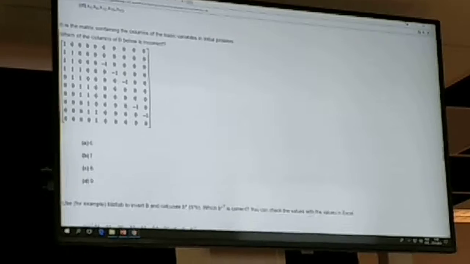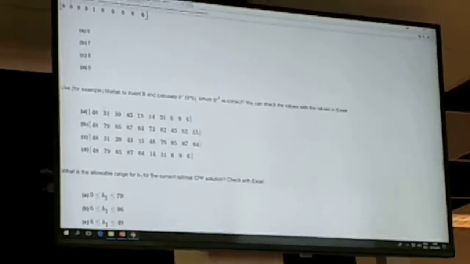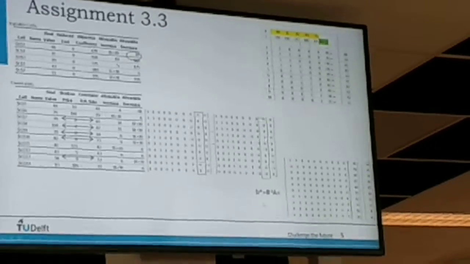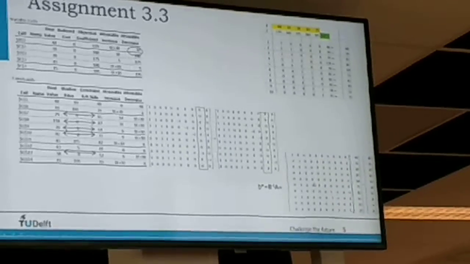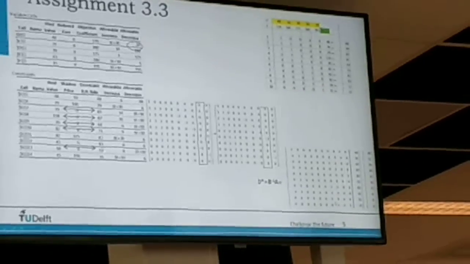So it's actually column 9 in this case. Using MATLAB to invert a matrix like this is not a very easy task. It's a lot of typing work, so you probably want to automate that. If you invert this, then you end up with this matrix.